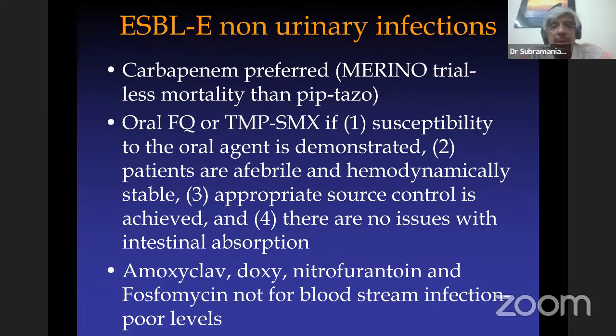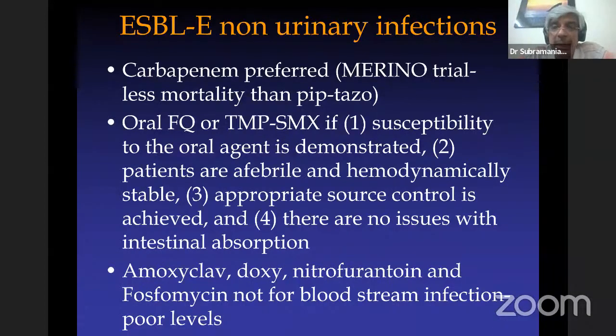So this is where the MERINO trial came in. They looked at piperacillin tazobactam against meropenem, and meropenem had significantly less mortality as compared to piperacillin tazobactam. But what do you do? Let's say you have started a carbapenem and the patient is starting to improve. Why not downsize them to something simple? The susceptibilities come back, it's an E. coli, which is an ESBL producer, but it's susceptible to quinolones or cotrimoxazole. What would you do? So you can downsize to oral medications, if there is susceptibility that's shown.